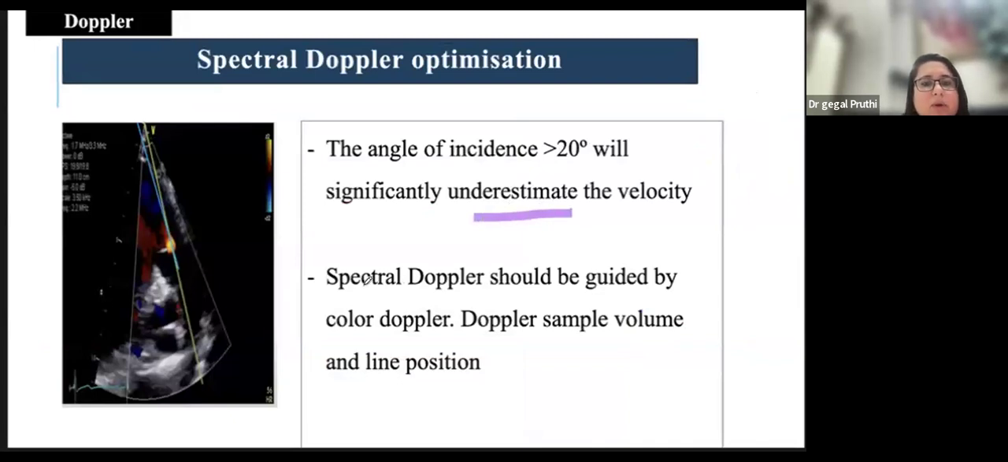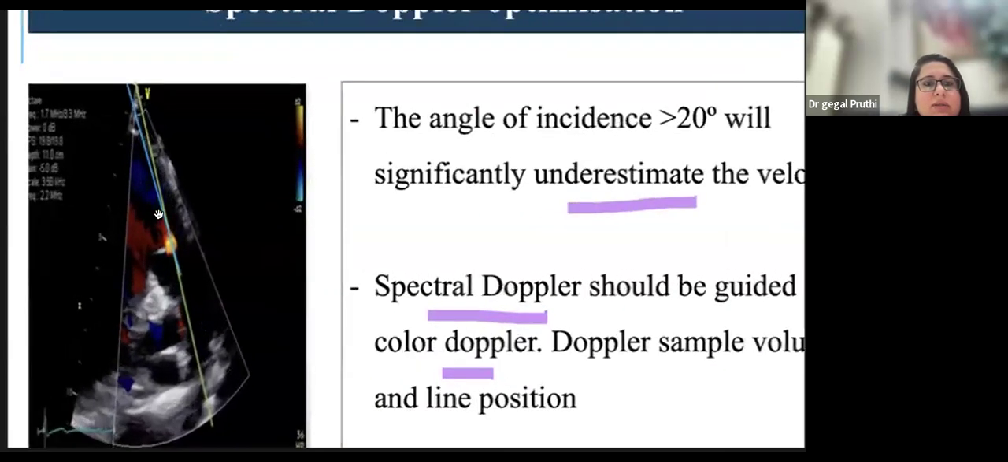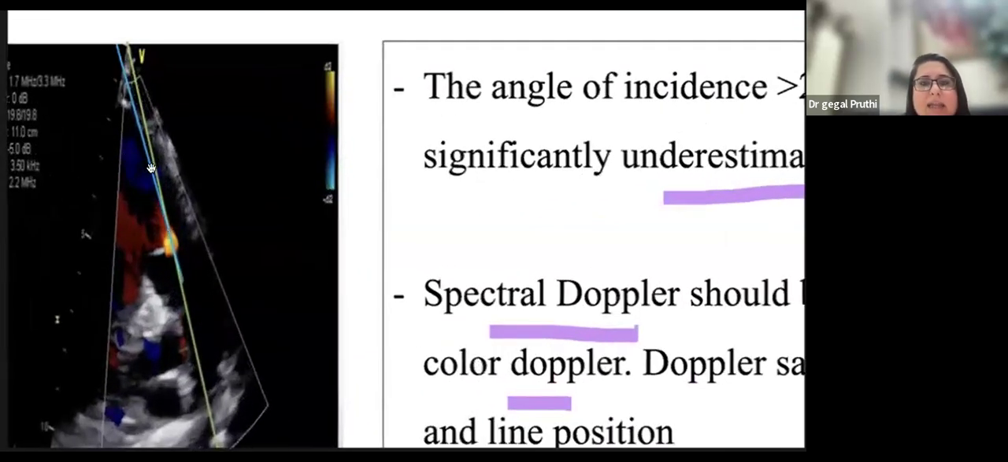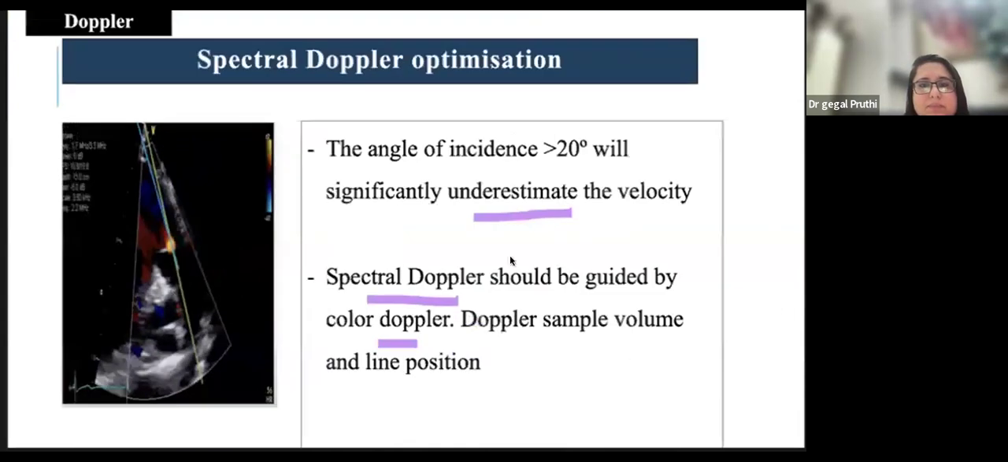Spectral Doppler should always be guided by the color Doppler. In this figure, you have a Doppler sample volume and the line position. See the entrance of the jet, and then you have to align your Doppler cursor along the jet. If blue is the jet and green is the spectral Doppler, the angle between the jet and the Doppler cursor should not be more than 20 degrees.